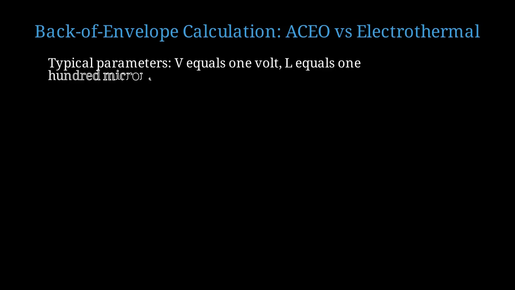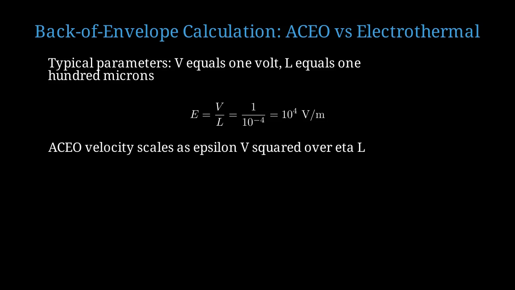Consider typical parameters. Applied voltage is 1 volt. Channel length scale is 100 microns. Frequency is 10 kHz. The electric field is voltage over length, 1 volt divided by 100 microns, which gives 10^4 volts per meter. The ACEO velocity scales as epsilon times V squared divided by eta times L, where epsilon is permittivity and eta is viscosity. Plugging in numbers. Epsilon is about 10^-10, V squared is 1, eta is 10^-3, L is 10^-4. This gives about 1 mm per second.